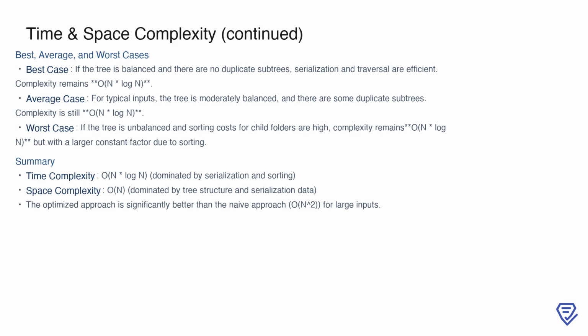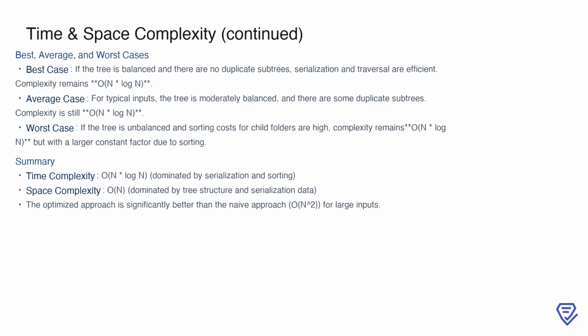In conclusion, the time complexity of the solution is dominated by serialization and sorting, while the space complexity is governed by the tree structure and serialization data, both of which are O(n). This optimized approach is a significant improvement over the naive O(n squared) solution, making it highly effective for handling large and complex inputs.